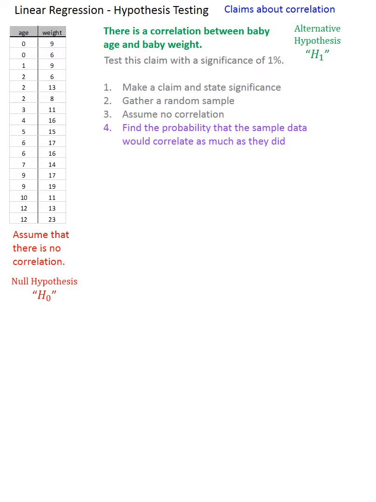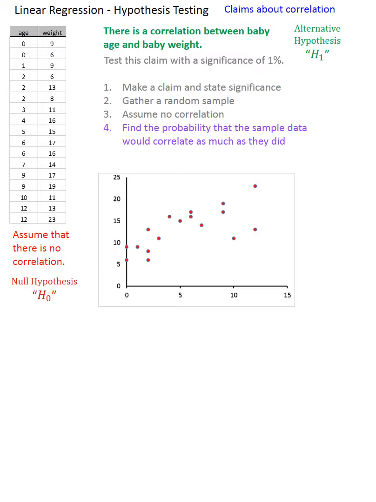We're going to find the probability under the assumption of the null hypothesis that the data could have been as linear as it appears to be in this scatter plot. Now, it's clearly not perfectly linear, but you can see by the way these marks are distributed in the graph that as age increases, weight seems to increase. So there, as intuition would guide, there is or appears to be a positive correlation between age and weight for babies.